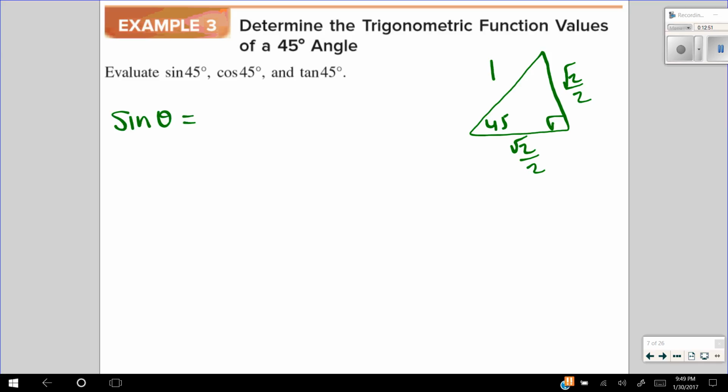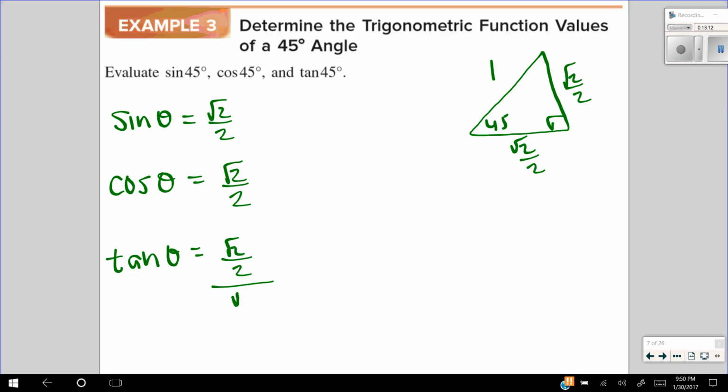Well, the sine of theta is opposite, square root of 2 over 2, over hypotenuse, which should just be over 1, so it'll stay the same. Cosine is the same, since the two legs are the same, adjacent's the same. And then tangent, when you take the square root of 2 over the square root of 2 over 2, anything over itself is just 1. Okay, so there you have it.